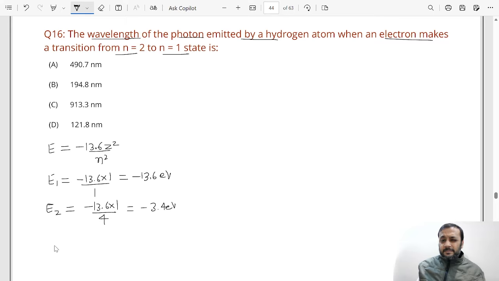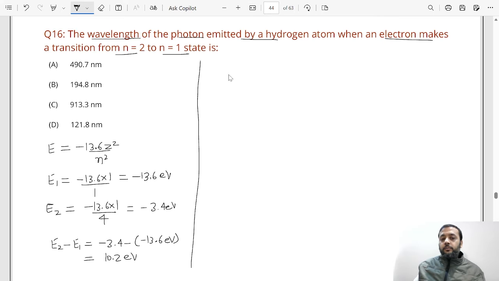So when the electron jumps from the second state to the first state, the energy difference is E2 minus E1. This much energy difference is there between the second state and the first state, and this energy difference is released in the form of a photon. That means you will get a photon whose energy is 10.2 electron volt.